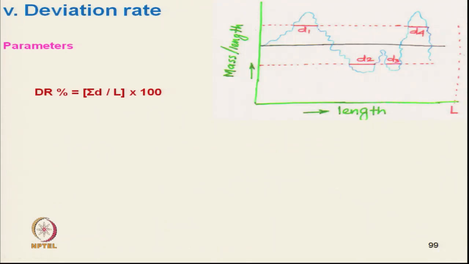Another way of expression of variability is called deviation rate.